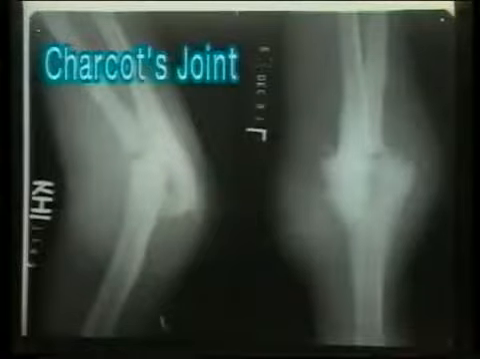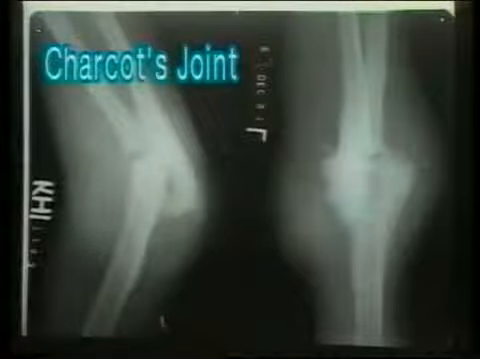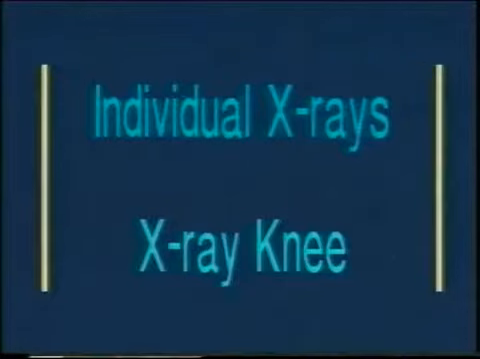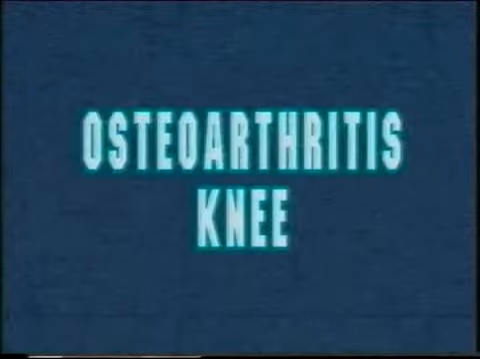The elbows are affected in syringomyelia, while the knees are affected in diabetic neuropathies. This was a Charcot's elbow. Now we will come to the section of individual X-rays and start with the X-ray of the knee.